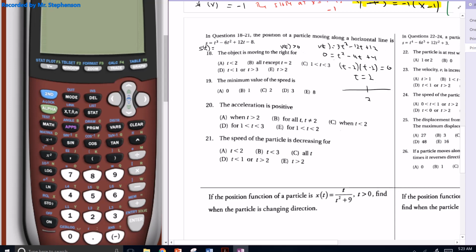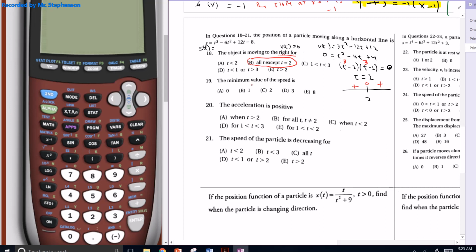But I need to put 2 there and check what happened to the left and what happened to the right. If I plug in a number less than 2, like 1, I get 1 minus 2 is negative 1, times 1 minus 2 is negative 1, so a negative times a negative gives a positive number. And if I plug in a number right of 2, like 3, I get 3 minus 2 is 1, times 3 minus 2 is 1. They're both positive, and a positive times a positive is positive. So it's always positive, except at 2 where it was 0. The velocity was 0 at that spot. So the answer here is B, because it was always moving to the right, except at t equals 2 when it was stopped.